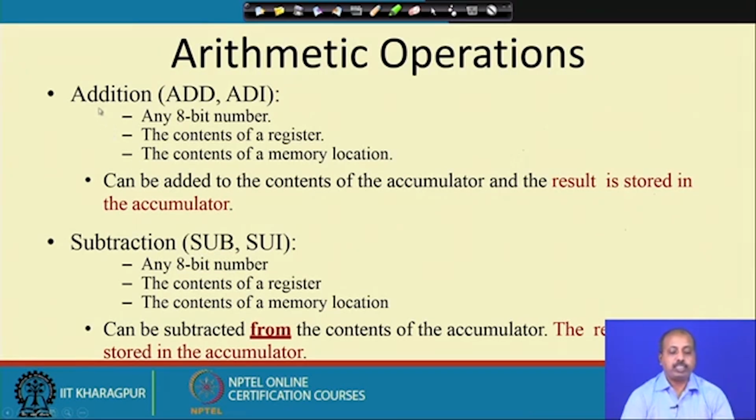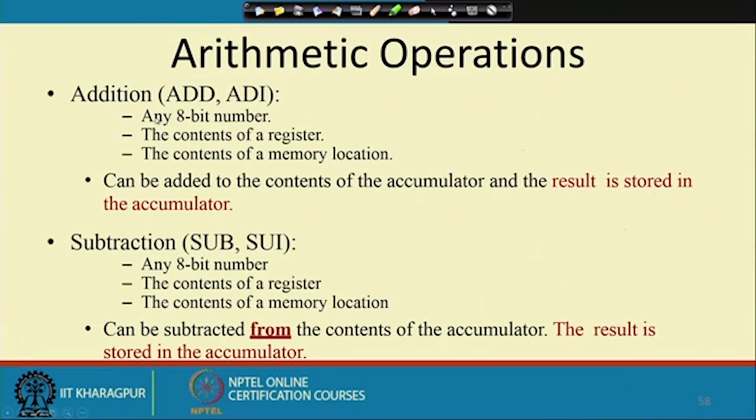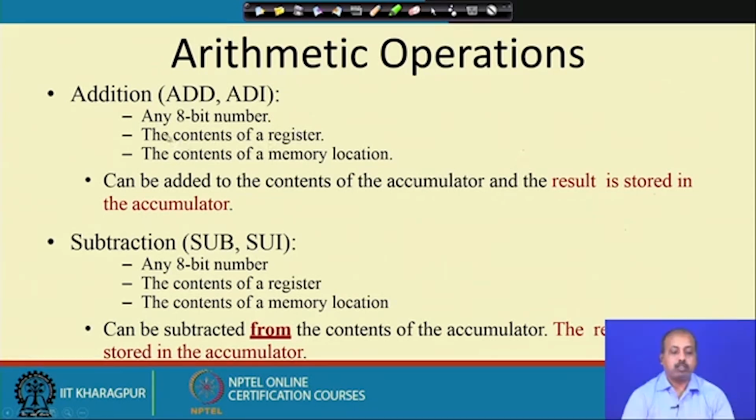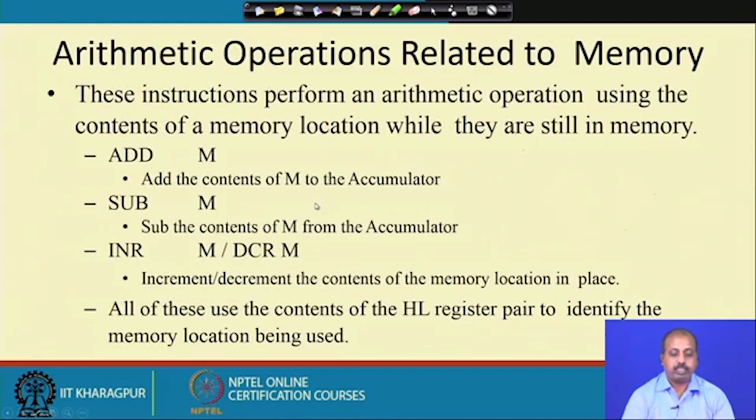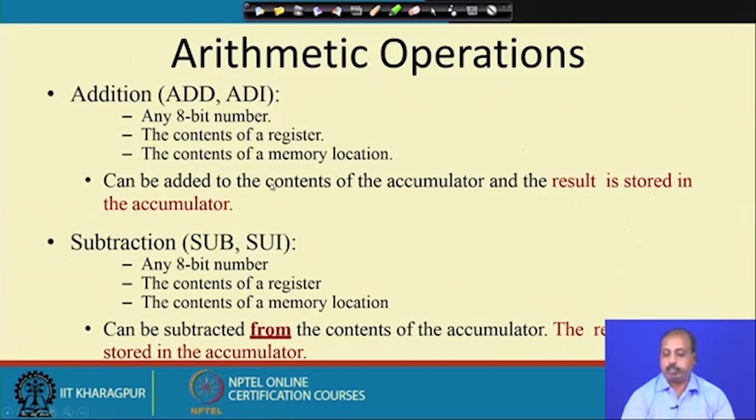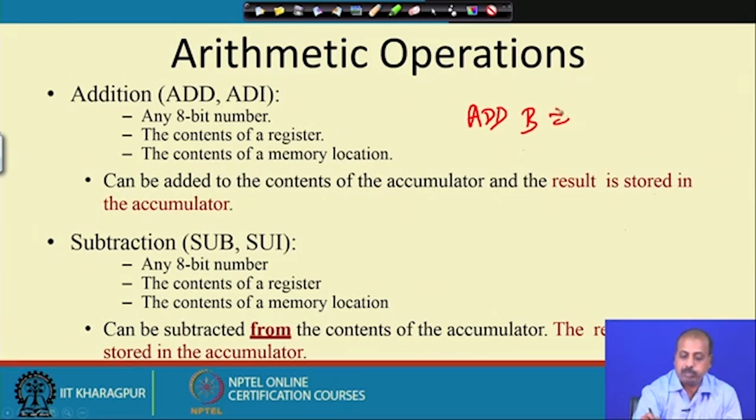Now, the addition operation, like ADD or ADD immediate, can add any 8-bit number. Naturally it operates on 8-bit data, and one operand is the accumulator, the other operand is the one that we have specified. For example, ADD B means that the A register will get A plus B. Or you can say ADD immediate 5, which means the A register will get A plus 5.